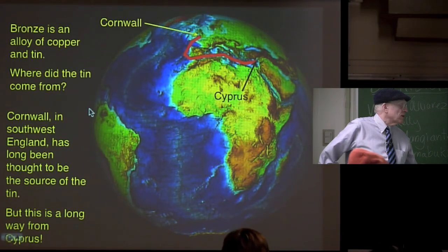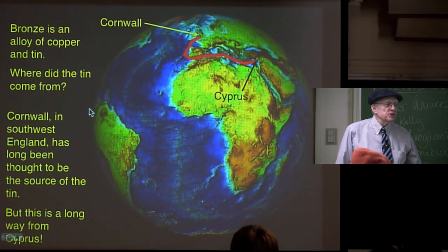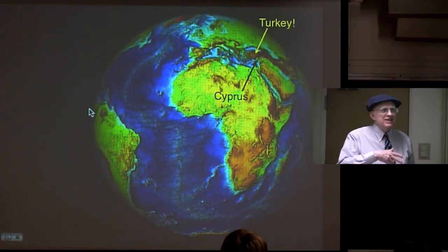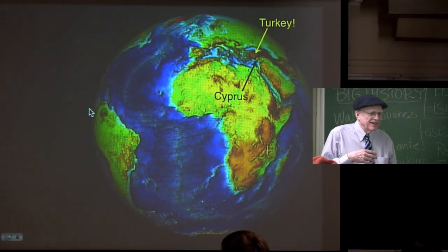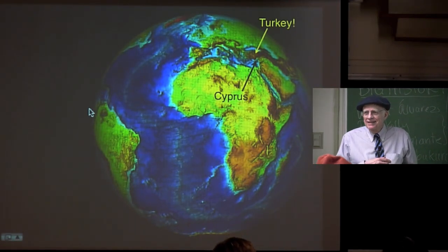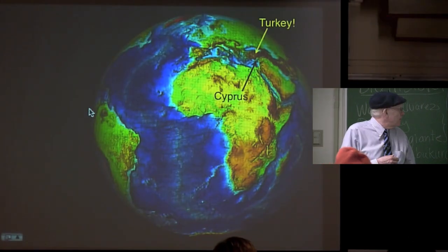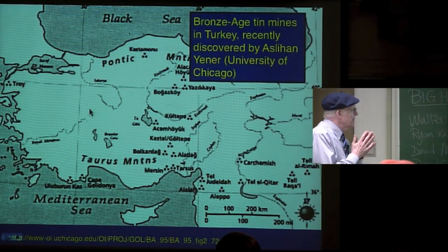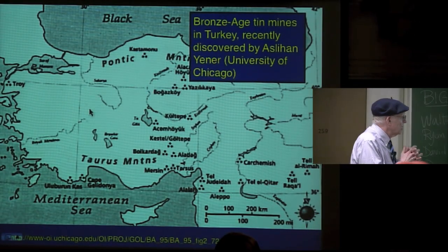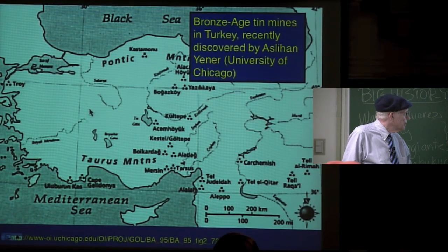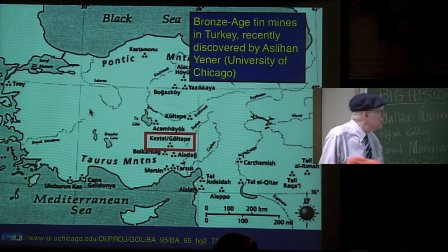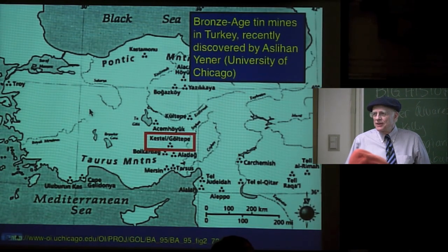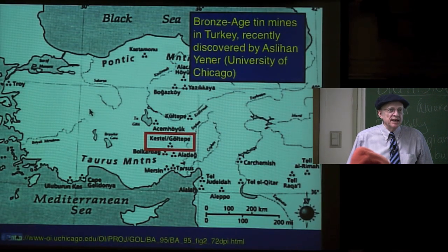Well, it turns out that Cornwall is not the site. This problem was solved a few years ago; it came from Turkey. Right across the strait, you can see Turkey from Cyprus and vice versa. And nobody knew that there was tin in Turkey until quite recently. It was discovered by a Turkish professor, I don't know how you pronounce her name, at the University of Chicago. But she was doing archaeological work on Bronze Age sites from this part of Turkey, and at this place called Goltepe, she was able to identify that this had been a Bronze Age tin mining site.